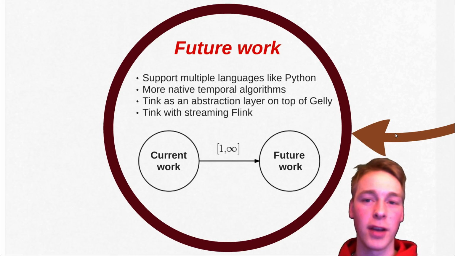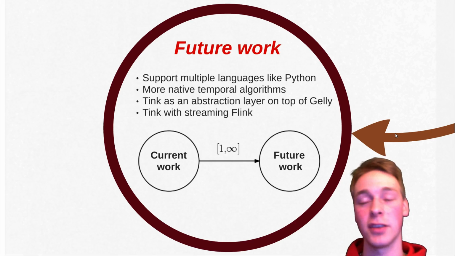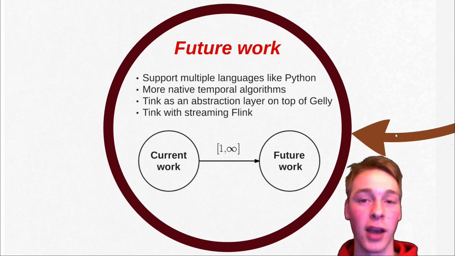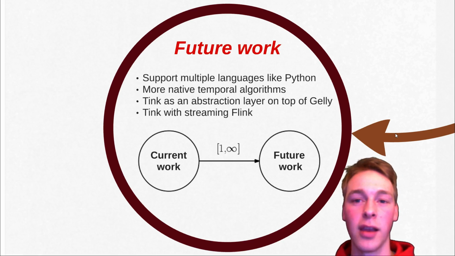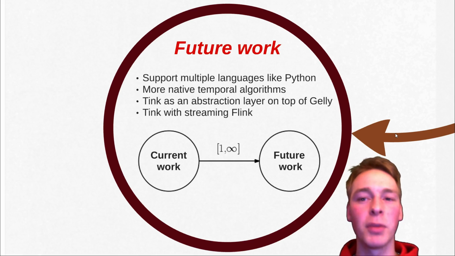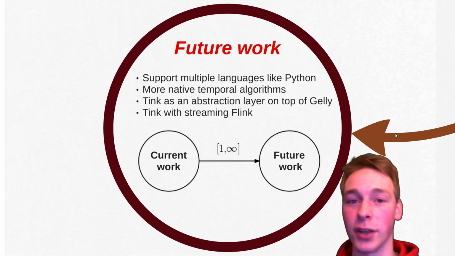Tink would be better as an abstraction layer on top of Gelly. As you could see in the stack, it's currently an abstraction layer on top of the API of Flink, the DataSet API. But this abstraction layer on top of Gelly wasn't possible before because of the way that Gelly was constructed. They have updated it now last week, though.